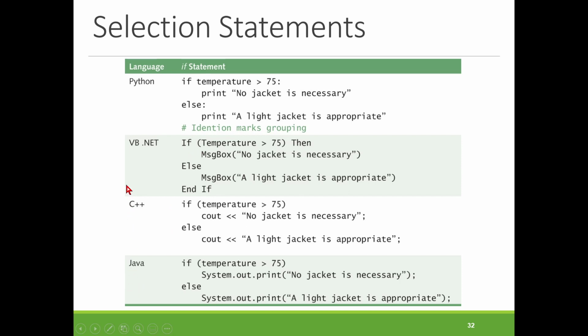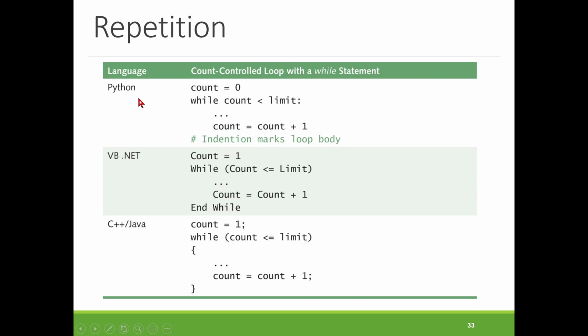This is why it's generally easy, once you've learned programming in one language, to move over and work in another language. And then the other control structure is repetition, the while loop, where we say while, then we have a condition, and while this condition remains true, you repeat the code inside of that while loop. So we have while loops here: Python, Visual Basic, C++, and Java. So again, you can see how similar this all is.